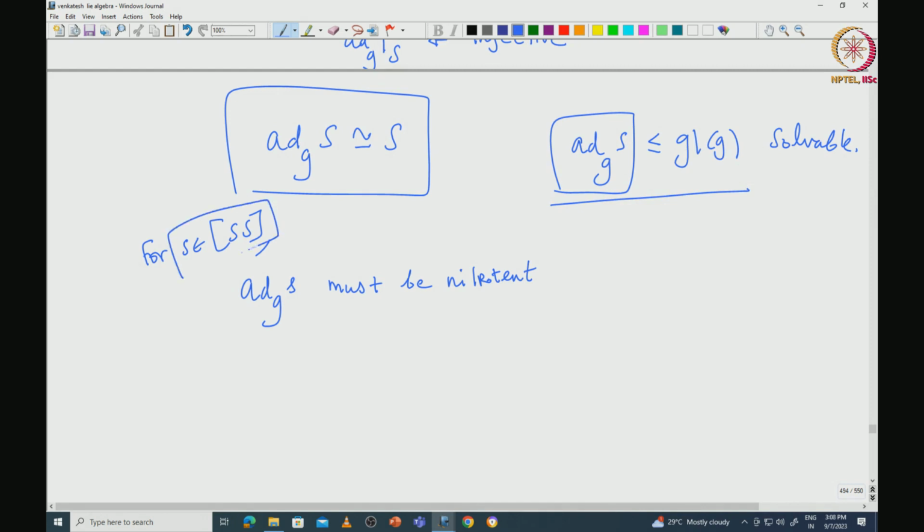Now, if S is coming from the derived algebra, then you can see that the commutator of these upper triangular matrices will become a strictly upper triangular matrix. So, that would imply that ad S is actually nilpotent. So, this proves that if you take any element in the commutator, that must be nilpotent.